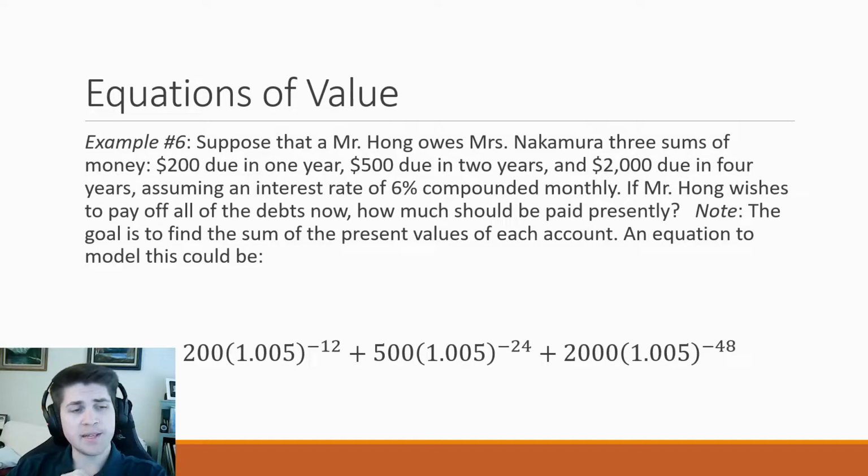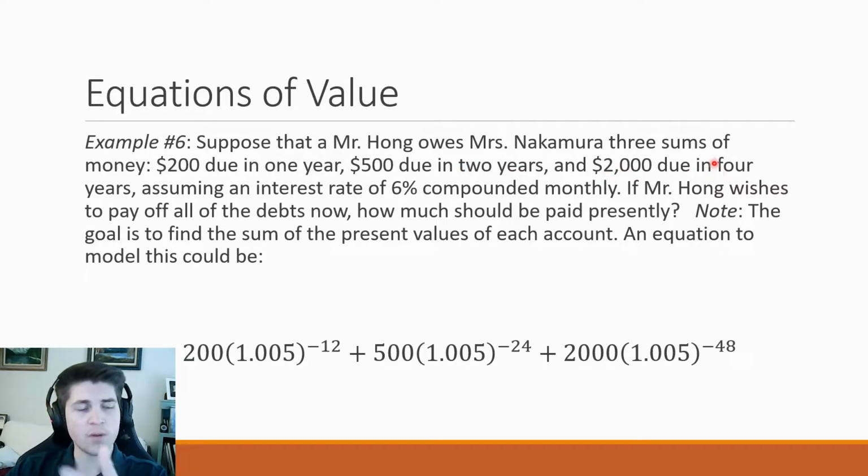In this video, we'll be doing an example of net present value, which is just the sum of multiple different present values. So in the example that we discussed last week, Mr. Hong had various different debts to Mrs. Nakamura: $200 due in 1 year, $500 due in 2, and $2,000 due in 4.